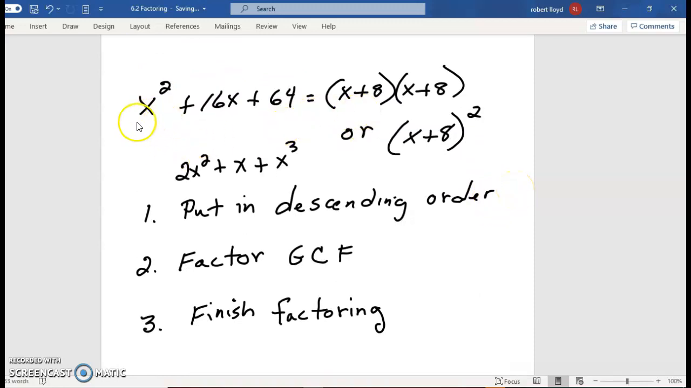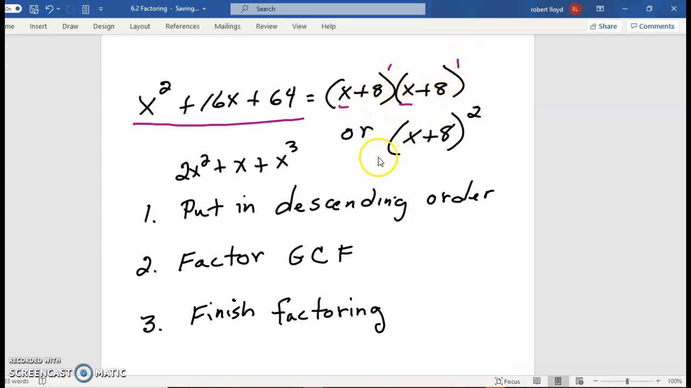Another one here, x squared plus 16x plus 64. We know that we have x times x. And then we have two factors of 64 that add up to 16, which would be 8 times 8. So you'll notice when we do that, we have two parentheses that are the same. They're both to the first power.